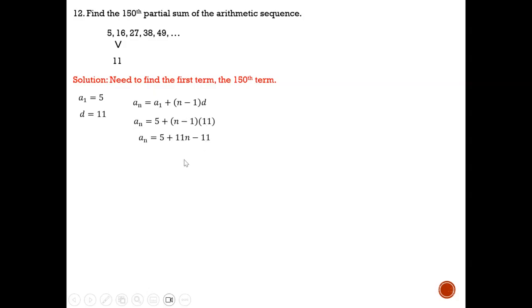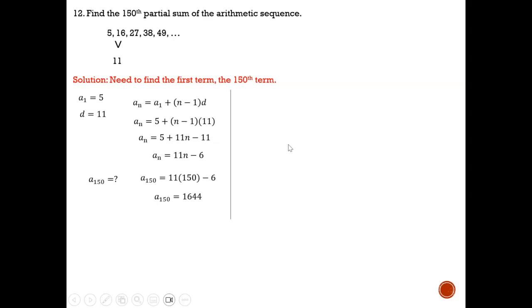Distribute the 11. So it's going to give us 5 plus 11n minus 11, which gives us 11n minus 6. So this is my formula. I already know what the first term is. Now I need to find the 150th term. So to find the 150th term, we plug in 150 for the n's. It's going to give us 1,644.